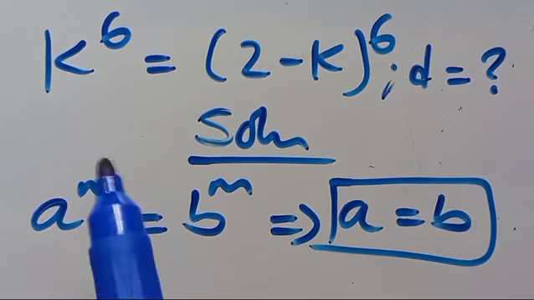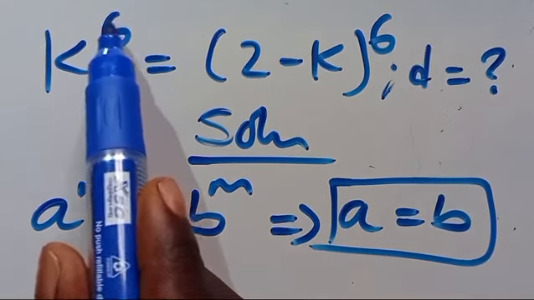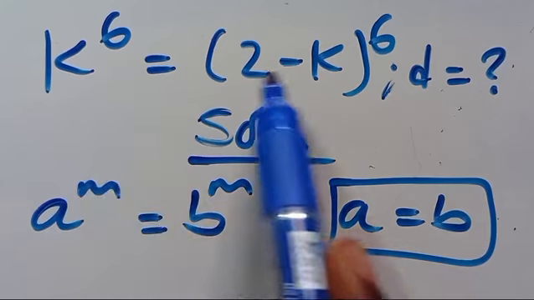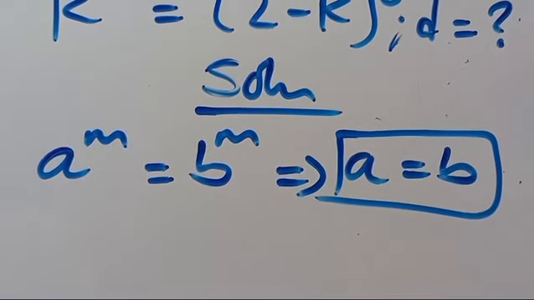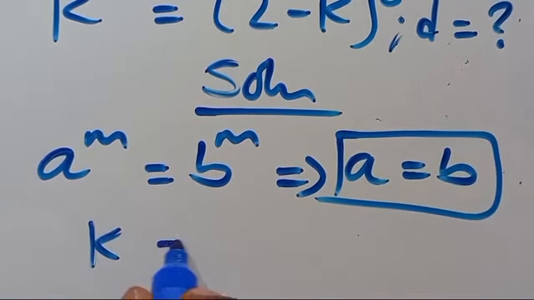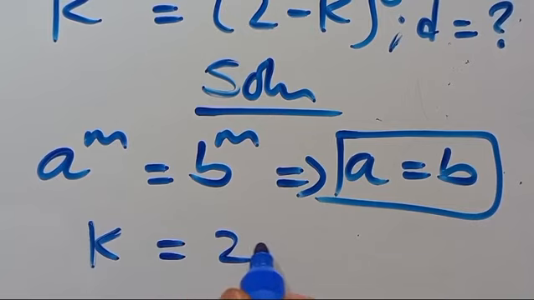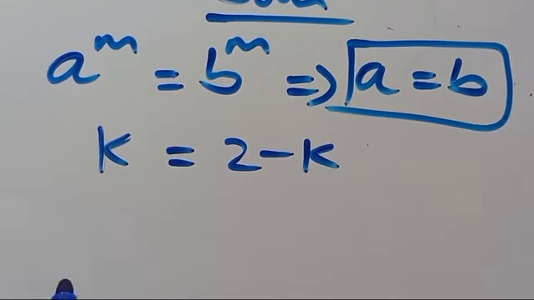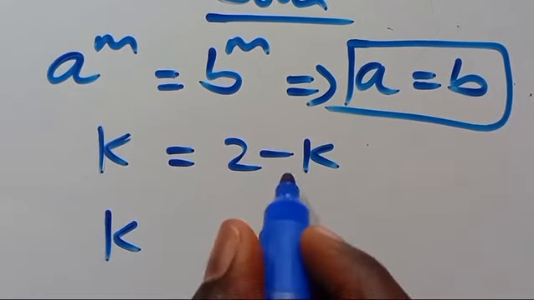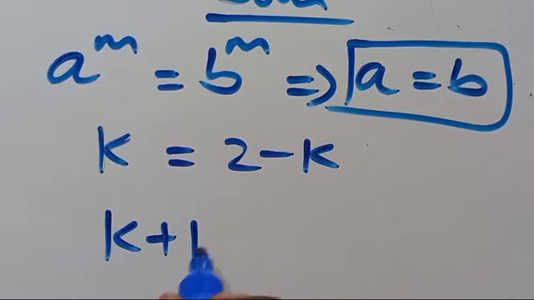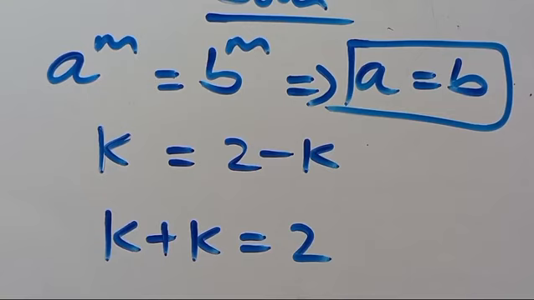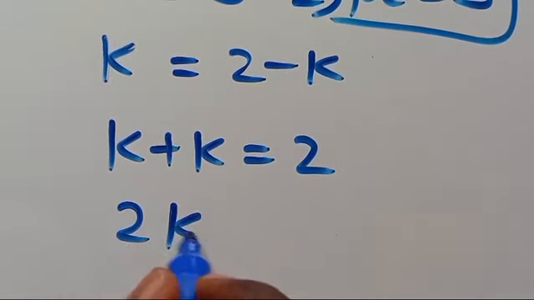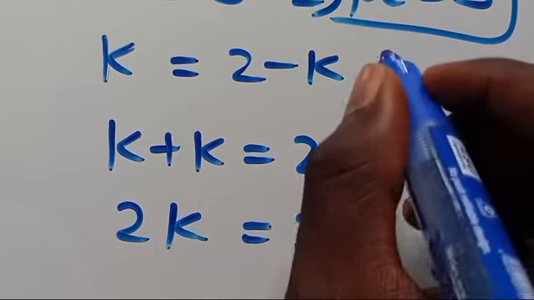Now from here, k to the power of 6 has power 6, and (2 minus k) also has power 6, meaning that we can equate the bases. k will equal 2 minus k. Then when you collect the like terms, when this one comes here, we have plus k, then equals 2. So from here, we have 2k equals 2.